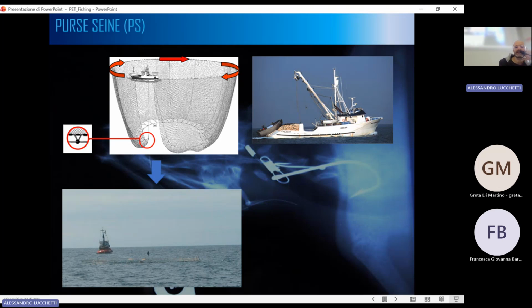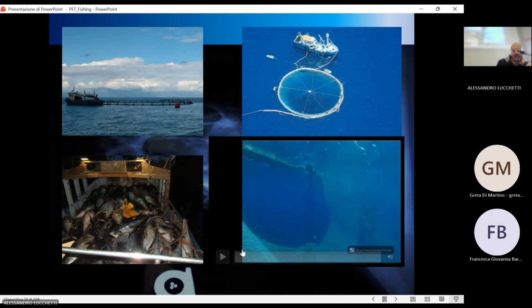Now they are using this type of net, especially for the bluefin tuna, because they catch the tuna and they transfer the tuna into these big cages here. And they tow this net with the tuna to the fish farm. Usually, more than 80% of them are located in Malta. And this is what happens when they catch the tuna and transfer it to the cage.